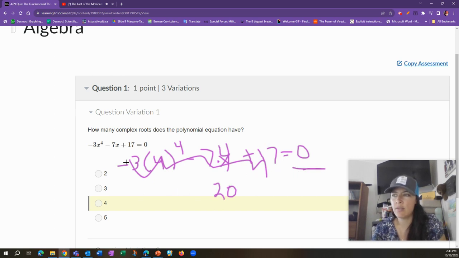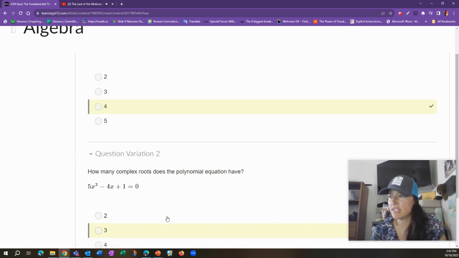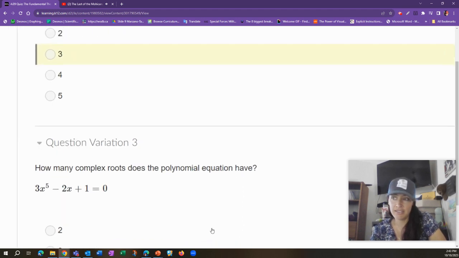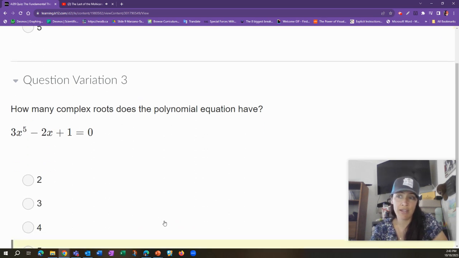Wait a minute. There's a 4 right there, though. There's a 3 there, and 3 is the answer for that one. There's a 5 right there, the degree of the polynomial. Let's see. So if the answer is 5, we might be onto something.